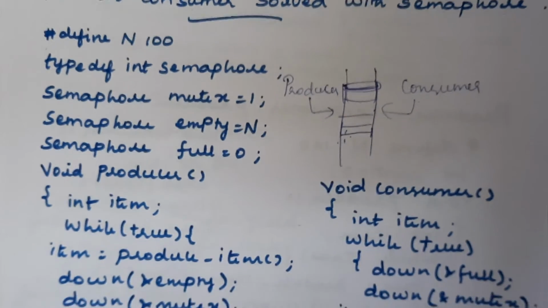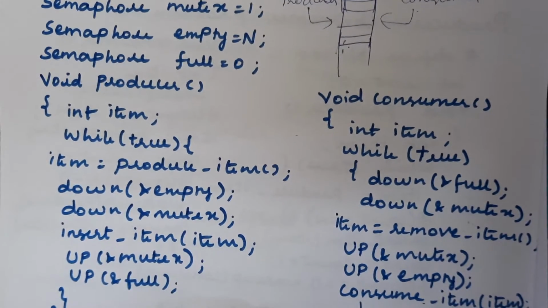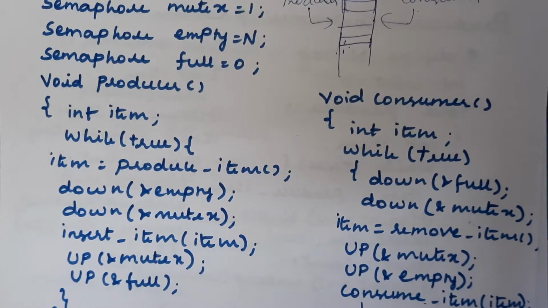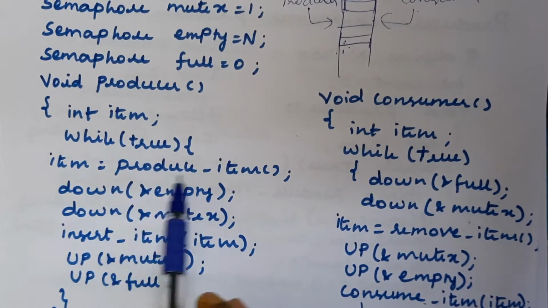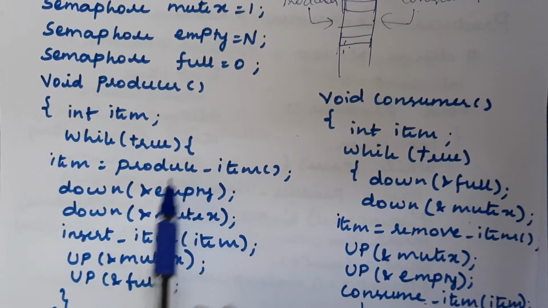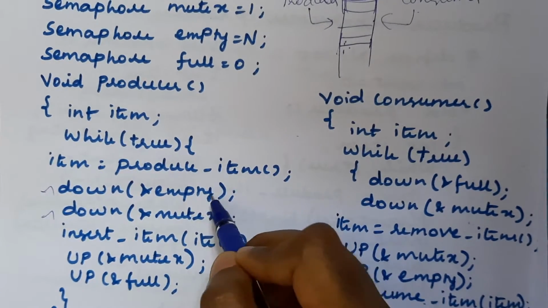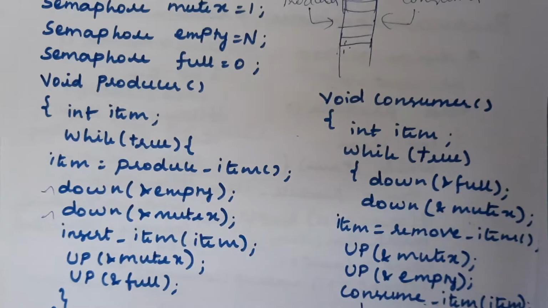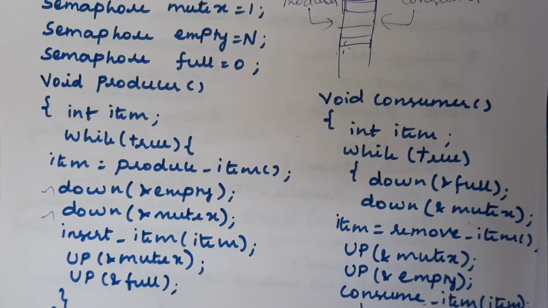And the next one, let us see the code for the producer. Here we have the producer process. Initially, in the same way, we have the variable int item, and while true, item equals produce item, so we are just producing it. Initially we check two conditions, the down operation on the semaphore variables empty and mutex. What does it mean? Down of empty means that whenever you perform this down operation, if the value is equal to 0, we need to make this particular process sleep. That is what happens under the down operation.